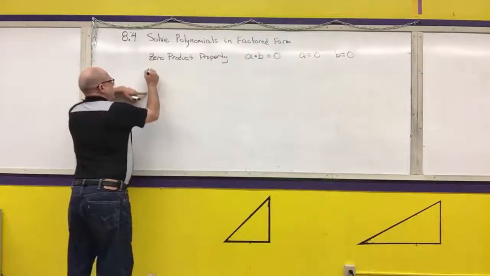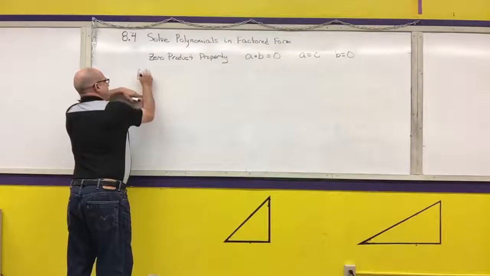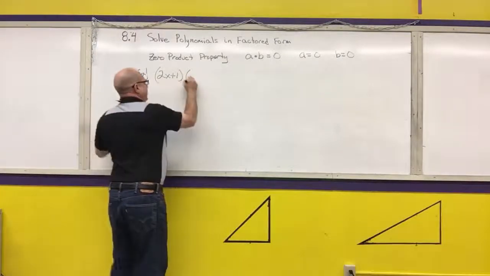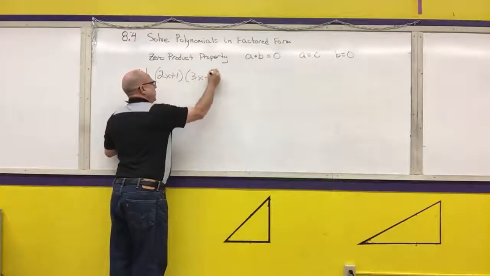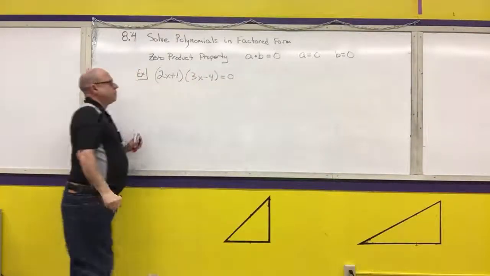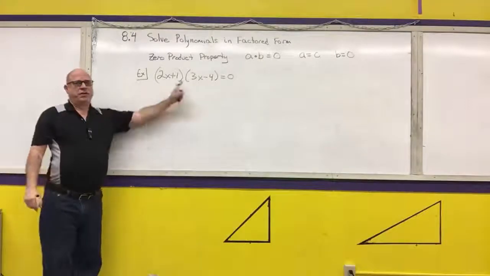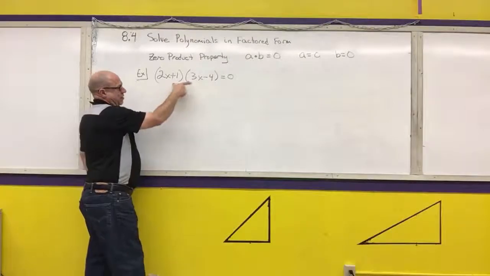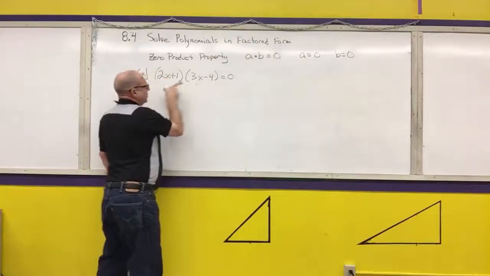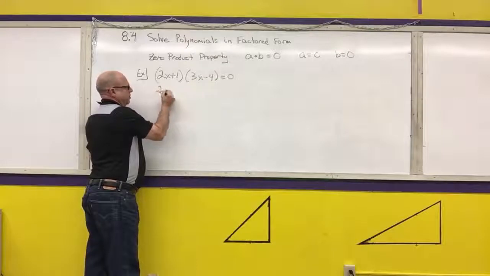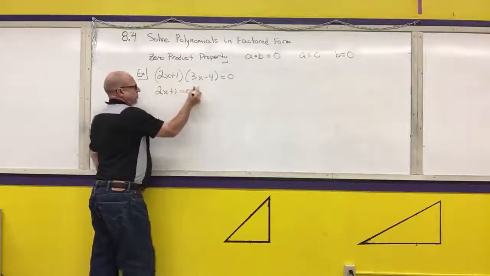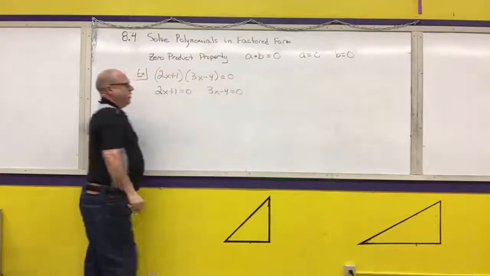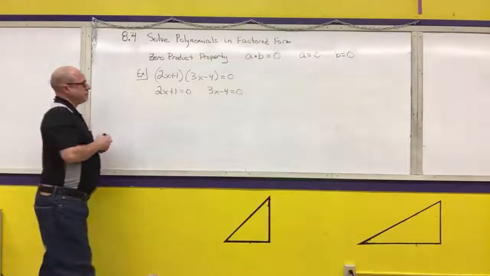For example, if I have 2x plus 1 times 3x minus 4 equals 0, and I'm asking you to solve this, well, I have two numbers. That number times this number equals 0, so I know the first one has to equal 0, or the second one has to equal 0. And I solve each of these linear equations.